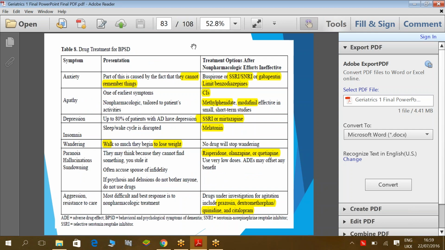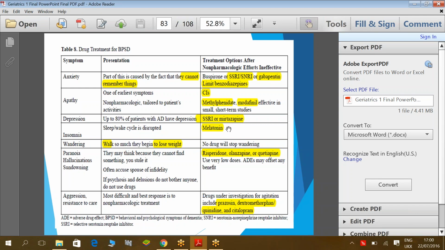This table is showing you what to do if the patient is showing behavioral psychological symptoms of dementia. Don't worry about this because we will come and talk about it during our course in psychiatry, neurology, and so on. But now we can just mention them. Anxiety: if the patient is showing anxiety, we treat them with an SSRI, serotonin selective reuptake inhibitor, or SNRI, or gabapentin. Apathy, which is like feeling fatigue, feeling lazy: I have to give methylphenidate, which is a stimulant. Depression, I have to treat with SSRI or mirtazapine.